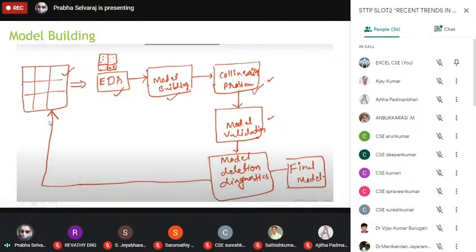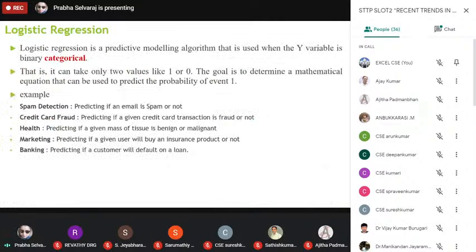So first we take the data set, then EDA, then model building, and check for collinearity. If any problem is there, validate it and find out. You delete whichever variable is not required, build the model again and check for collinearity again. If it works fine, then you finalize the model. So this is all about linear regression, and the last one is logistic regression.